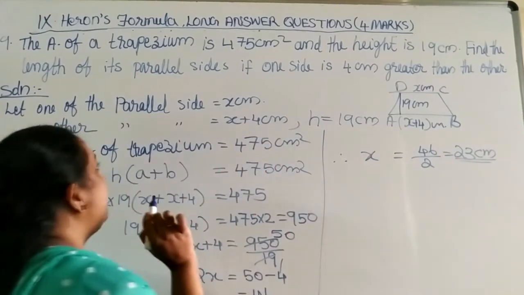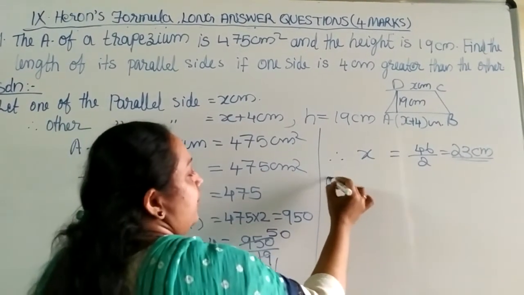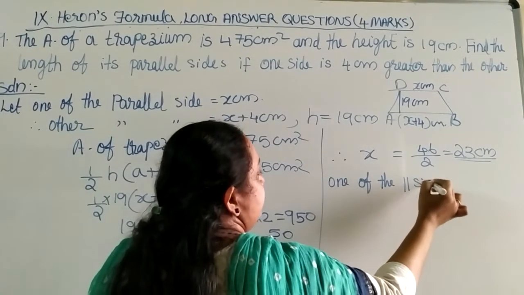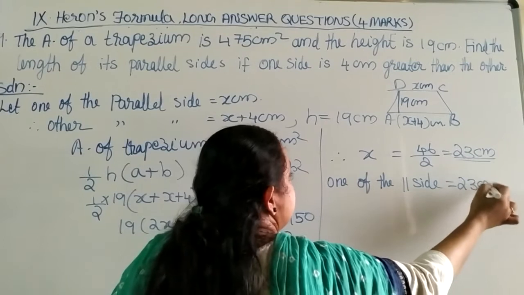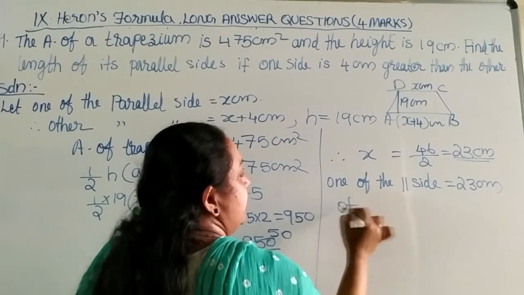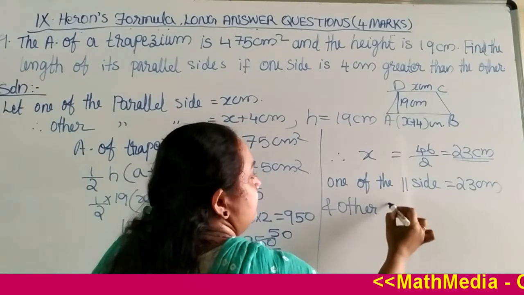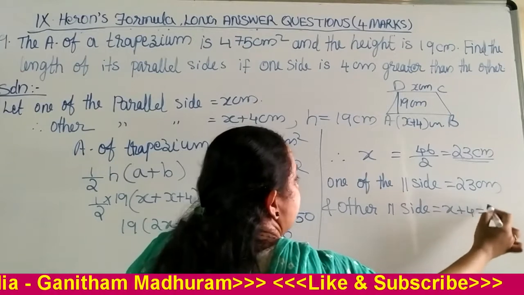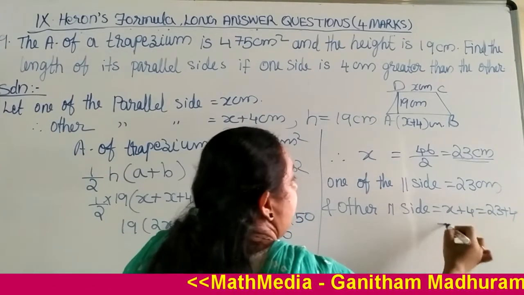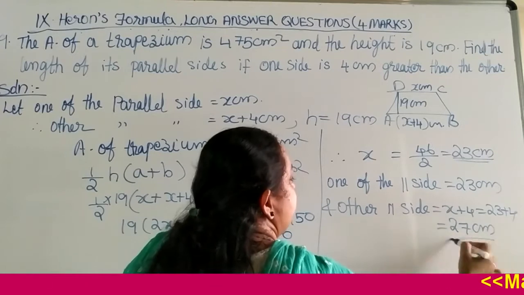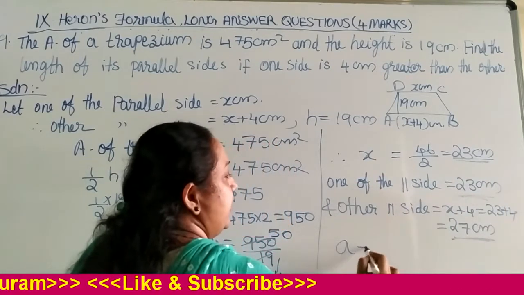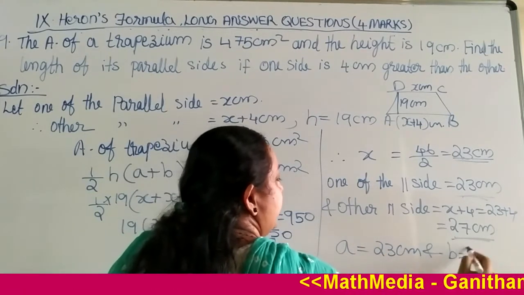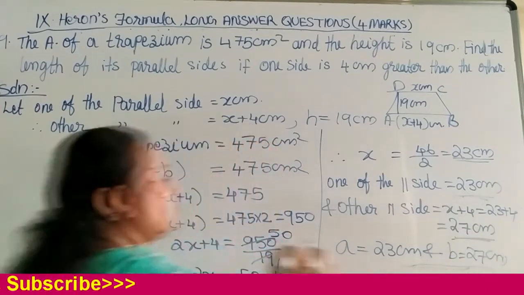We can find the length of the parallel sides. So one of the parallel sides equals 23 centimeter and the other side equals x plus 4, that is equal to 23 plus 4 equal to 27 centimeter. Therefore, the required lengths of the parallel sides are 23 centimeter and 27 centimeter respectively.